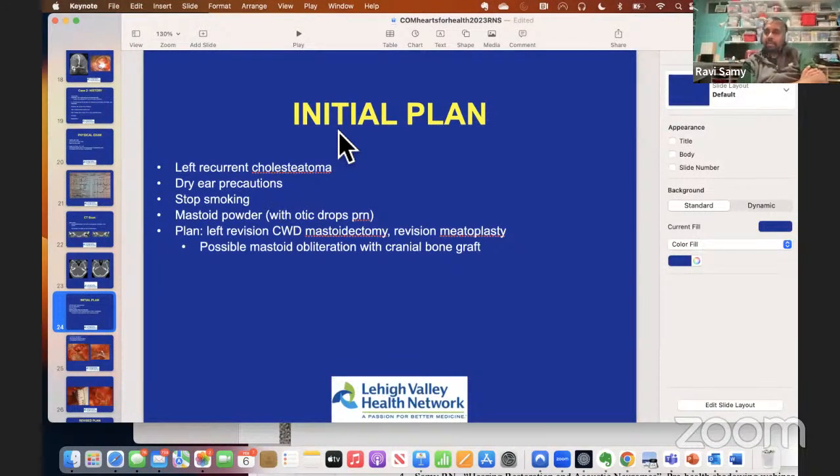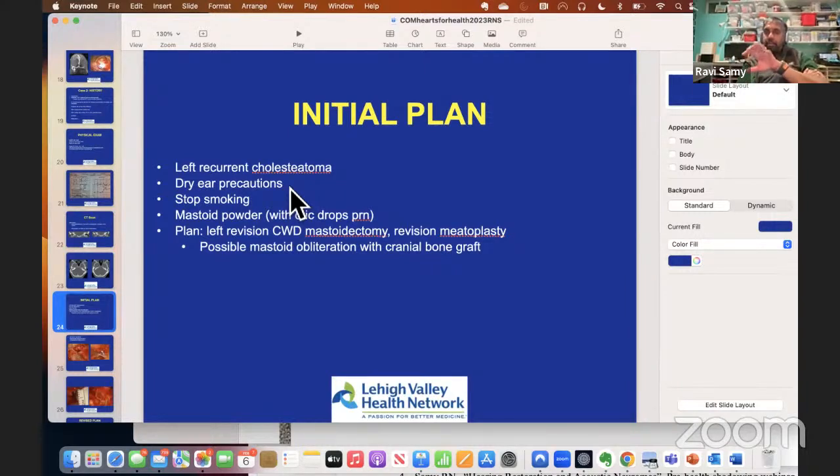And so if you forget what I said, you should be able to look at my note and it'll say, okay, this gentleman has a left recurrent cholesteatoma. I'll put him on dry ear precautions, which means that whenever he showers or bathes, put a cotton ball with Vaseline in his ear. I want zero humidity in his ear. There's certain bacteria that actually grow well in a moist environment. So my goal is to stop that discharge.